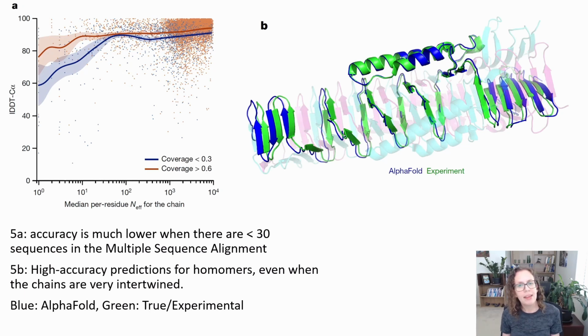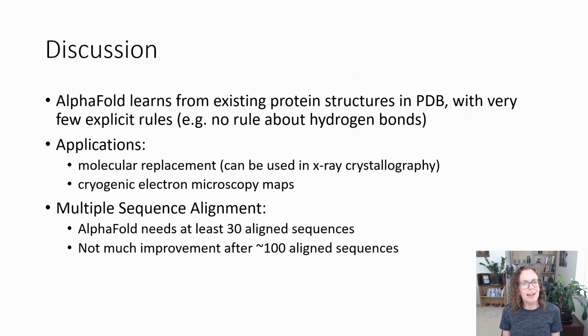So there's not really a benefit to, if you have 100 sequences in your multiple sequence alignment, you don't really need more than that. And figure 5B showed that AlphaFold got very high accuracy predictions for homomers, even when the chains were very intertwined. And so a homomer is a protein that's kind of interacting with itself a lot. Yeah, so moving into the discussion, AlphaFold learned from existing protein structures in PDB with very few explicit rules. I thought it was really neat that in this paper, that even when it was published, it was already being applied. It has applications in X-ray crystallography, in cryogenic electron microscopy maps. I already mentioned the finding about how many aligned sequences you need.